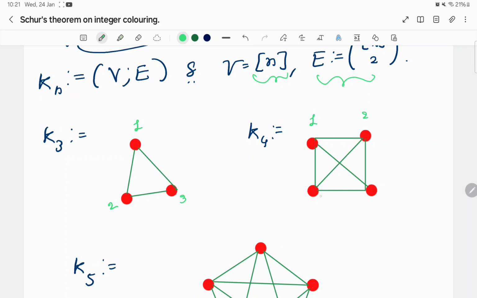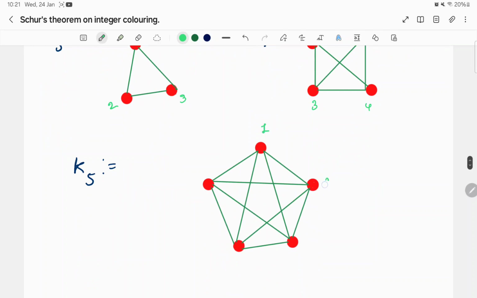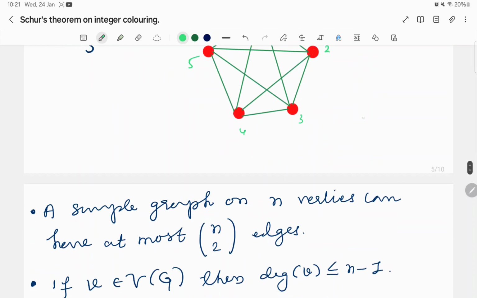Here also, between every vertex there is an edge, right? So here also, 1 2 3 4 5, between every vertex, so that's K5. It goes on like that: Kn means you have n vertices, and every edge is present. So the number of edges is basically NC2, because the number of ways to choose a 2-element subset gives NC2 edges.